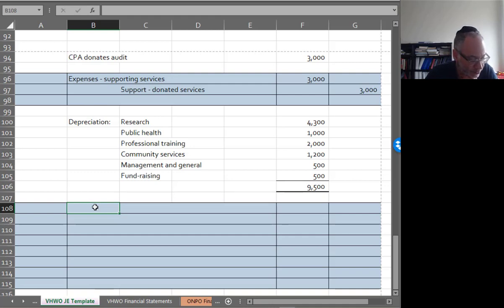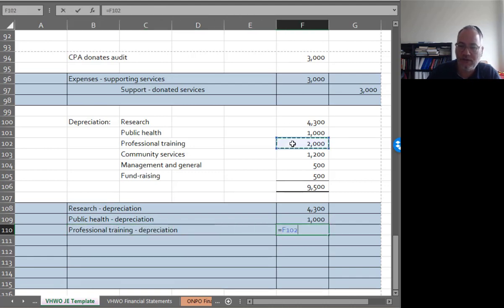And then we have various kinds of depreciation and other expenses. These are all depreciation expenses of different things. So research, I don't know why this is, but I'm doing it. We're going to finish this. Research depreciation is $4,300. Public health depreciation is $1,000. Professional training depreciation is $2,000. Community services depreciation.